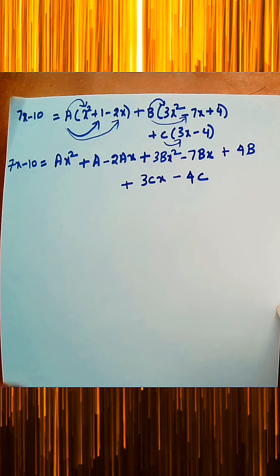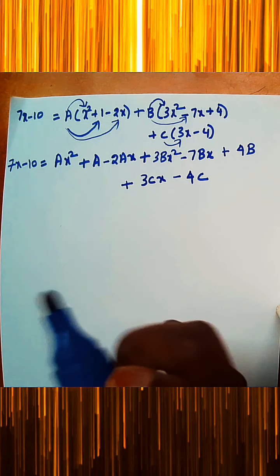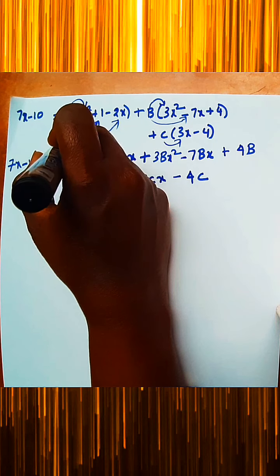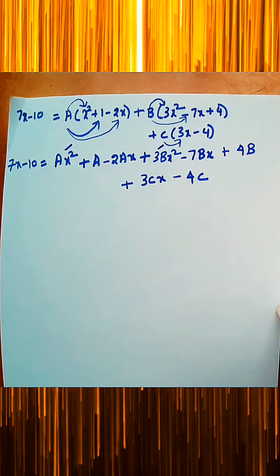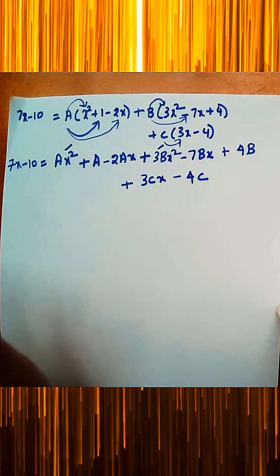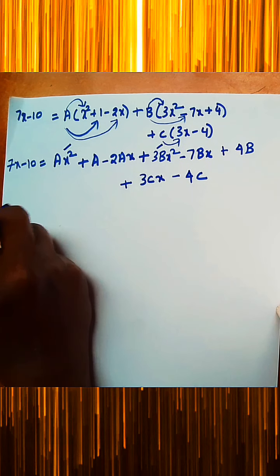Alright, so what we have done, we have just multiplied it. Now what we are going to do is segregate the terms. We are going to sort out the x square variable separately, the x variable separately, and the constant term separately. Okay, so left hand side keep it as it is.